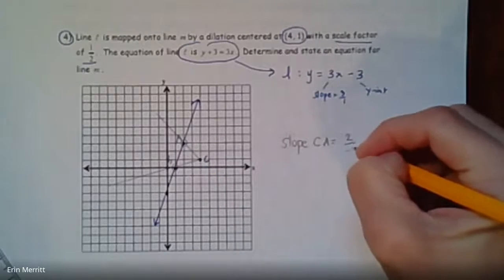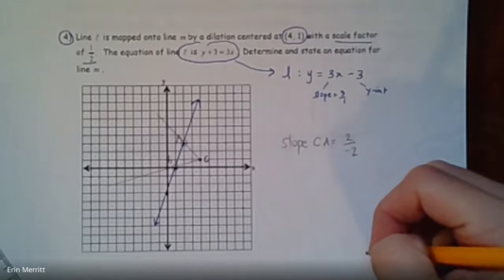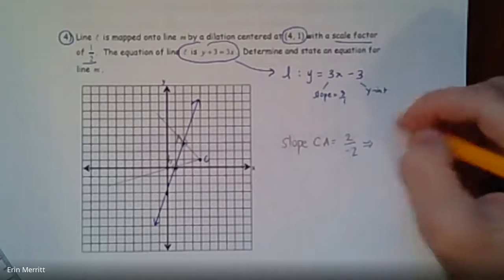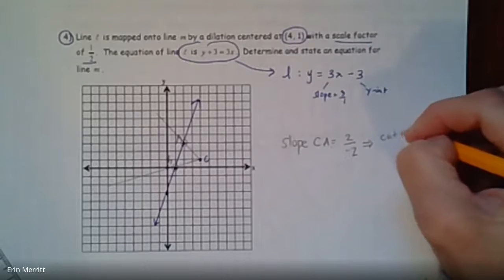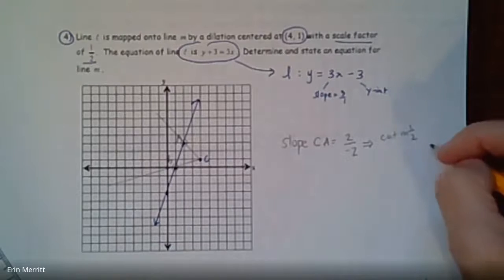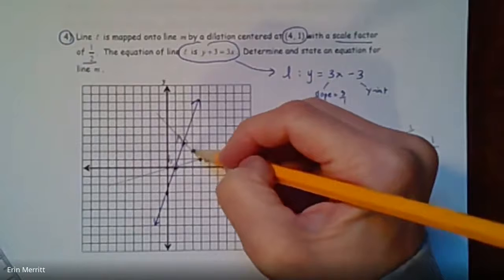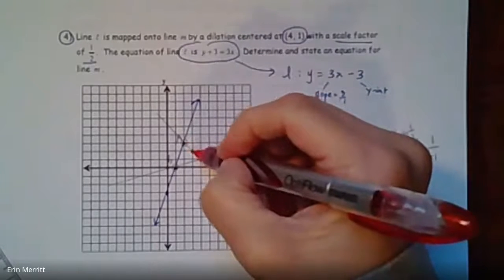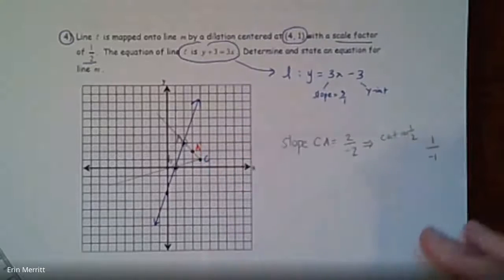So up 2, left 2. Because we're using a scale factor of 1/2, instead of repeating that, I'm going to cut it in half. I'm going to make this up 1, left 1. So from here, I can go up 1, left 1. That point is going to slide in closer. So what I called point A is going to slide in closer. I'm going to call that my A prime.